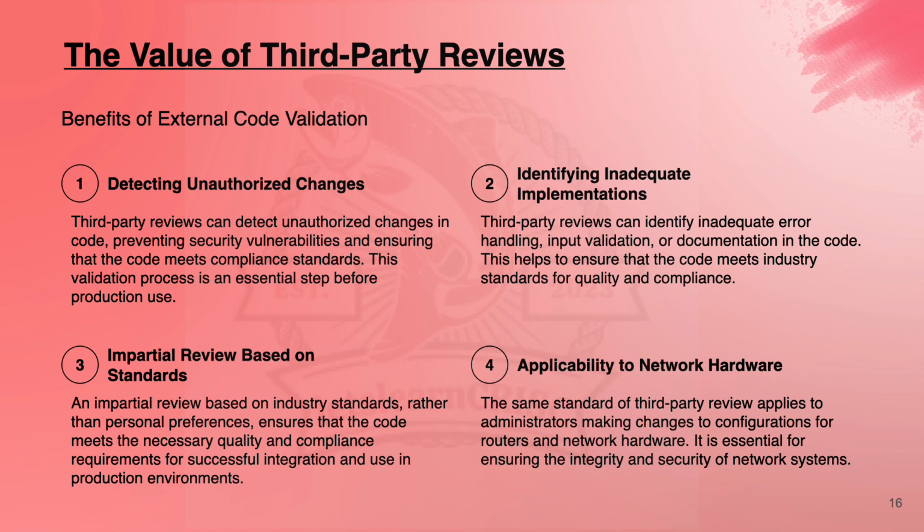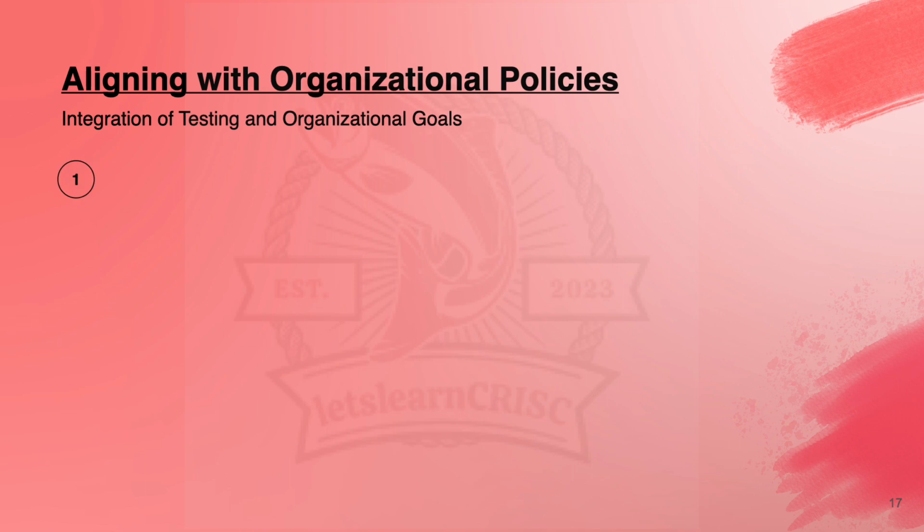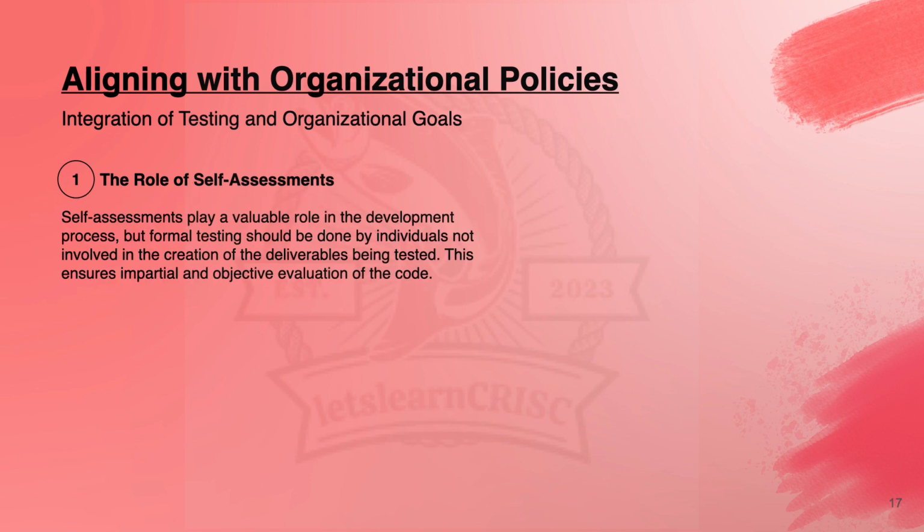Right? Next we will discuss about aligning with the organization policies, that is integration of testing and organization goals. The first is about the role of self-assessment. Friends, self-assessment means individuals evaluate their own work, right? While this is valuable in development, having someone else not involved in creating the deliverables conduct formal testing ensures a fair and unbiased evaluation of the code, right?